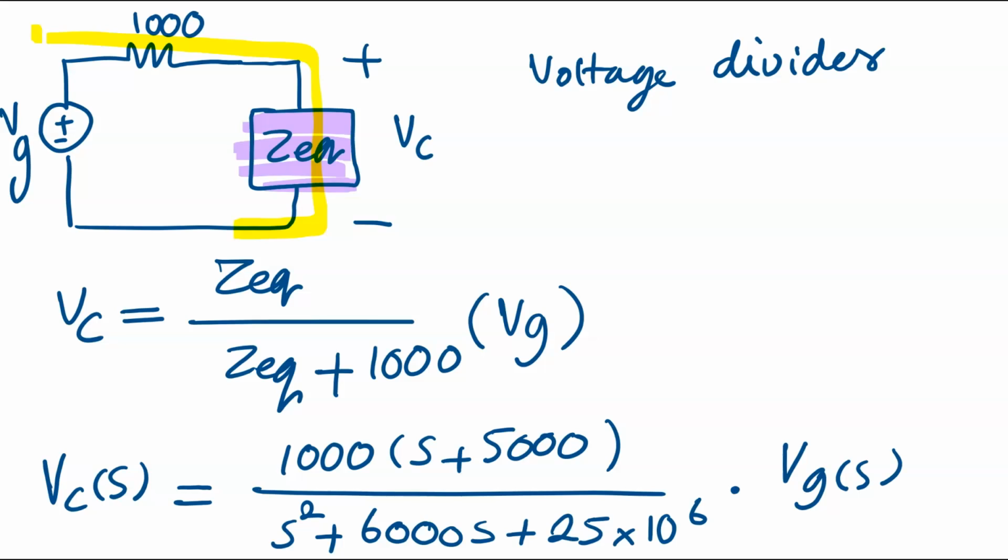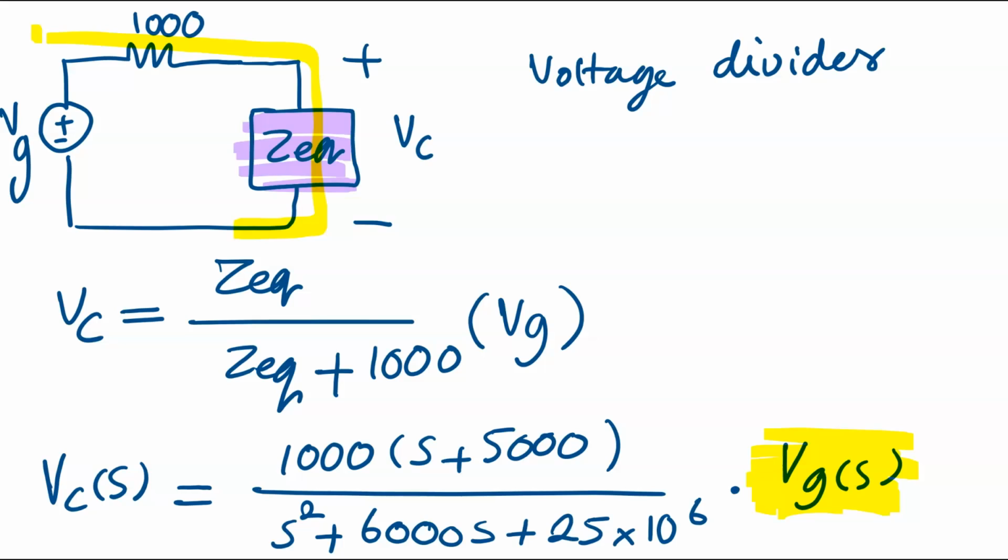As you can see, because I was trying to keep my VG of S in general form, and was not describing VG of S as a mathematical function, at the end what I have for VC of S is a fraction multiplied by VG of S. Now at this point, I can describe the relationship between VC of S over VG of S, and I can find my transfer function.